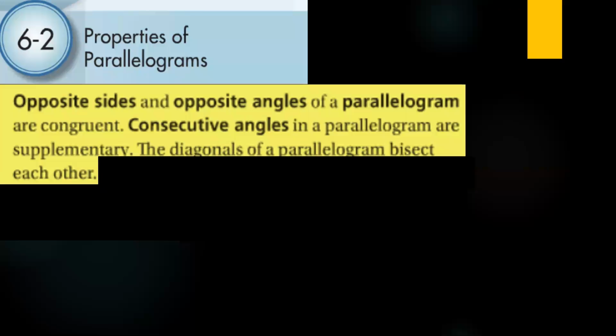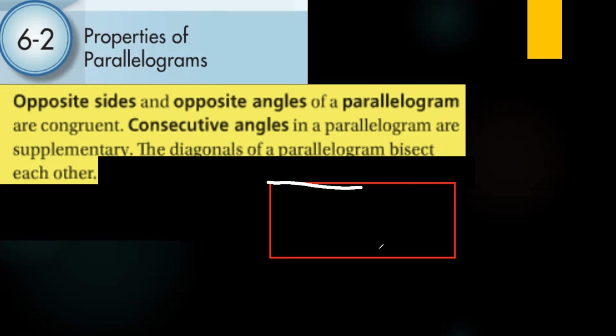Now, let's start with lesson 6.2, which is about properties of parallelograms. From its name, if you have this parallelogram, the opposite sides, this one and this one, and this side and this side, the opposite sides in the parallelogram are congruent.